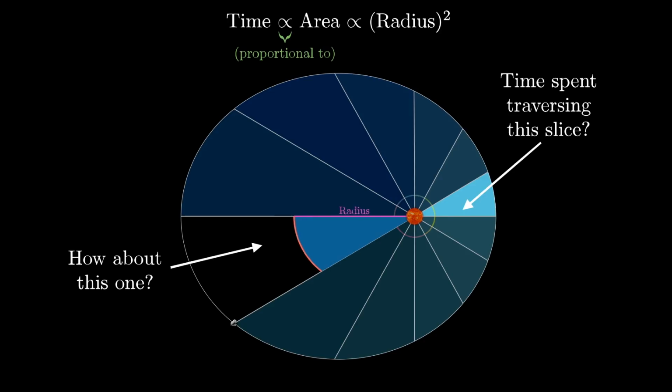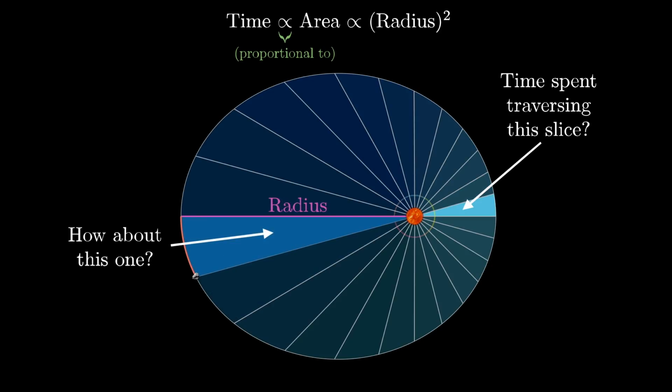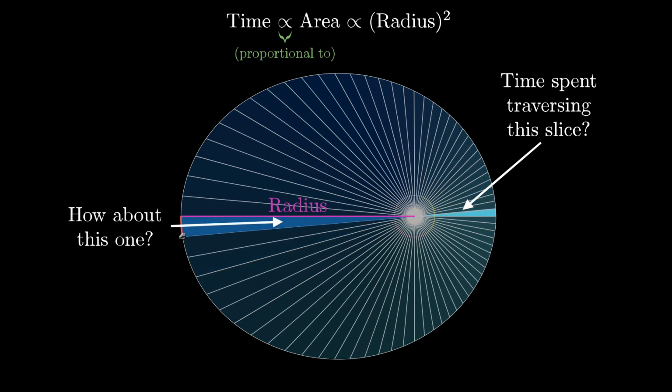So, the area of one of these slices, and hence the time that it takes the object to traverse it, is proportional to the distance away from the sun squared. In principle, by the way, we're only going to be considering very small slices, so there won't be any ambiguity in what I mean by the radius, and the little arc length will basically be a little straight line.